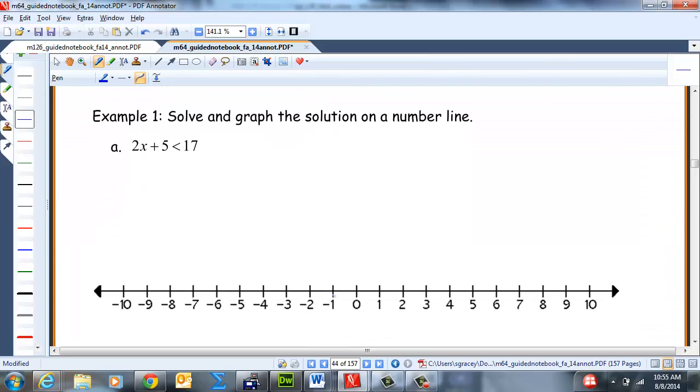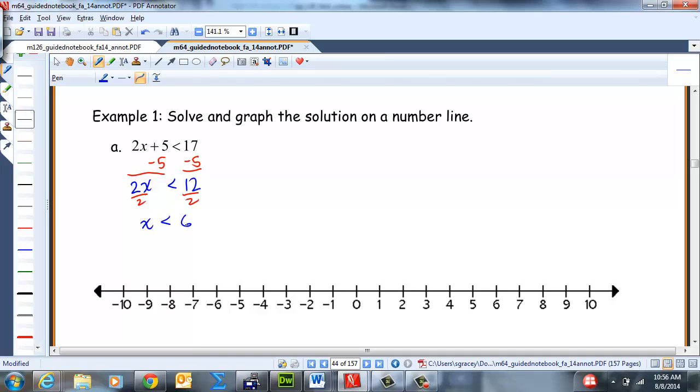Okay, so solve and graph the solution on a number line. So first off, we could subtract 5 from both sides, and we'll get 2x is less than 12. And now dividing both sides by 2, we get x is less than 6.